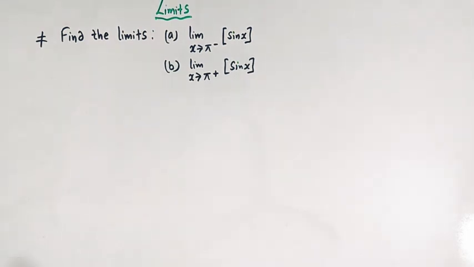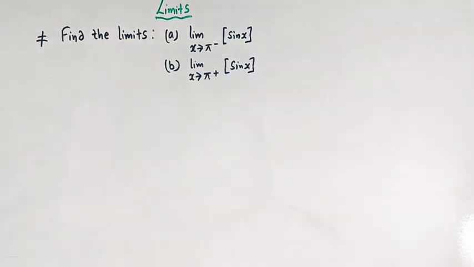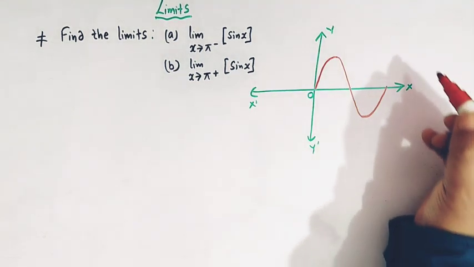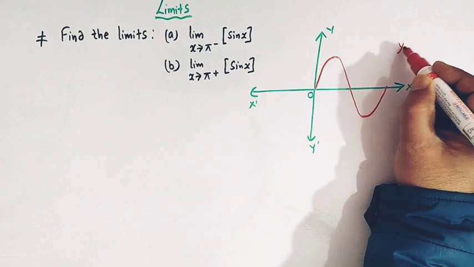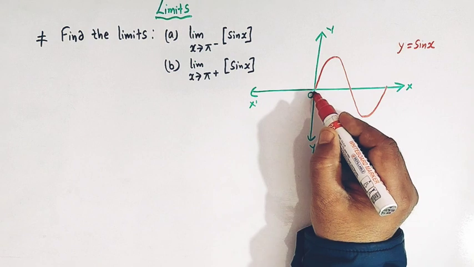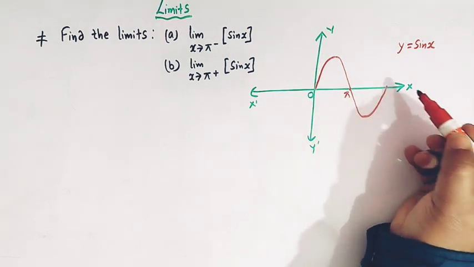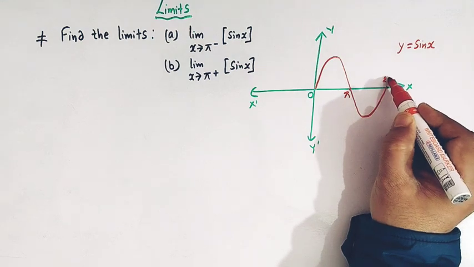To find the values of these two limits, we'll take help of the graph of sine x. Let us first take the rough graph of sine x. Here we have the graph of y equals sine x. Here we have 0, here we have pi, and here we have 2 pi.